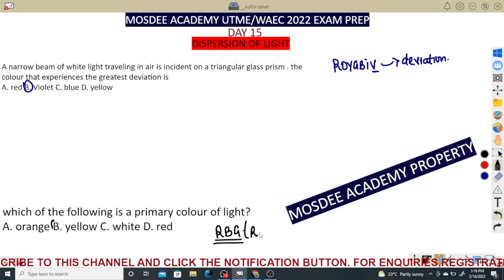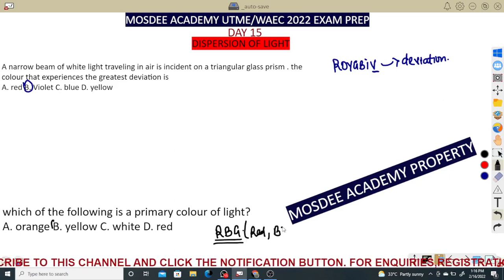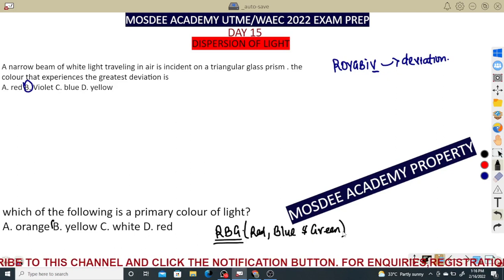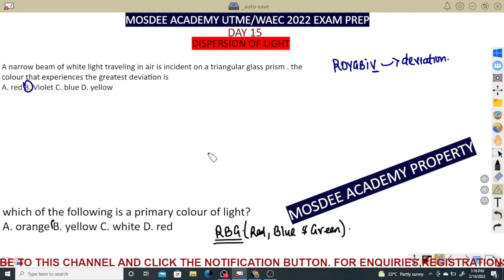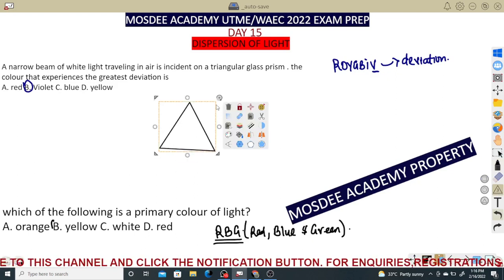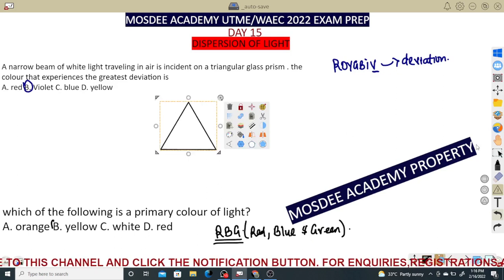Red is minimally deviated, then blue, then green. What do you expect? So note that yellow is a secondary color and is formed from mixing two primary colors. I told you we classify color into two parts: color of object and color of pigment.